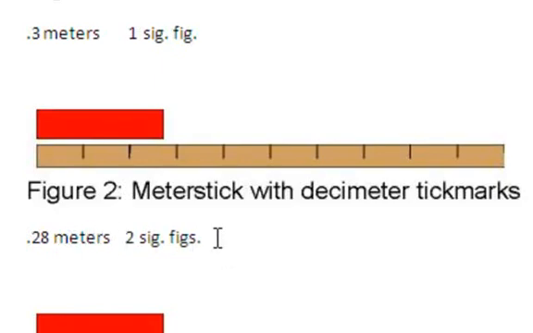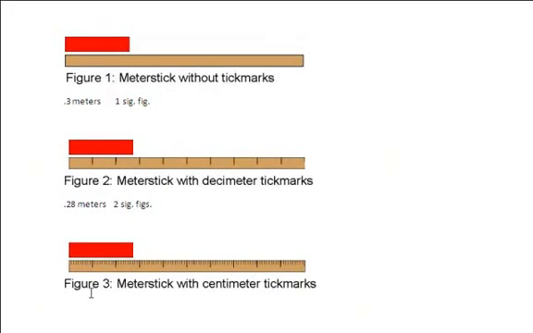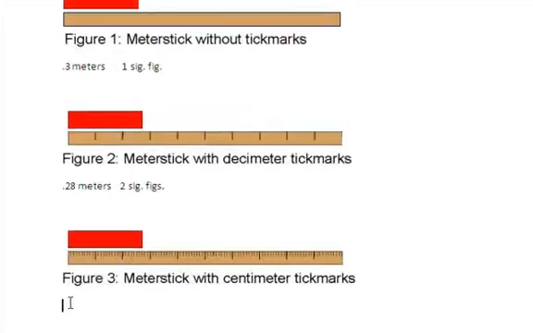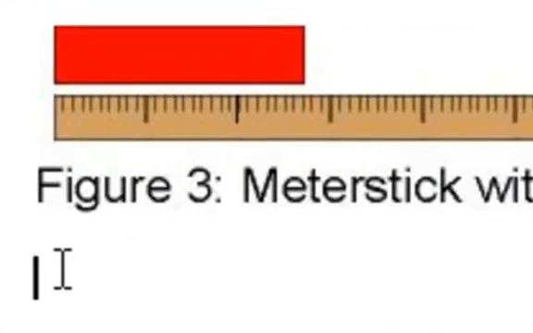Now notice the red block didn't get any longer or shorter, but our measurement device determines how accurately we're measuring the length of the red block. Now, if we want a better measurement, we need a better measuring tool. Figure 3 is the best measuring tool on this page. Now, how long is the red block? Well, we're going to zoom in here a little bit to get a better look, but the best I can see, it appears to be 0.28.